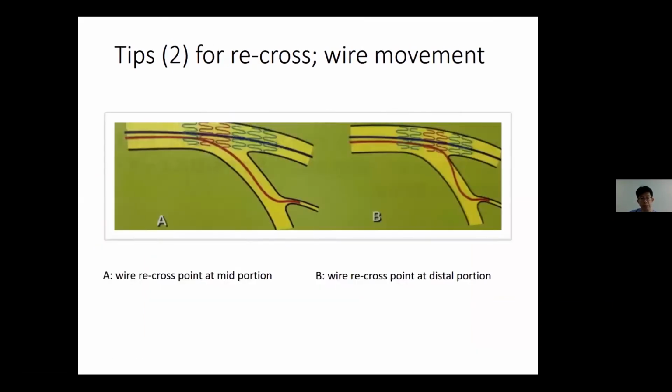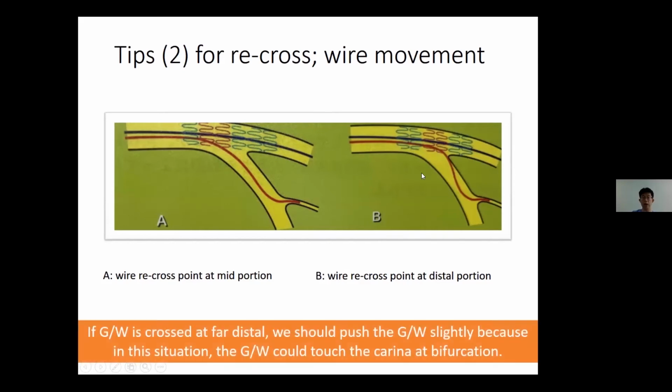And the second tips for recross guide wire. OCT, OFDI image or IVUS image is very helpful to check a recross point. But in a situation with no imaging guidance, wire movement is very helpful, because if the guide wire recrosses at the far distal point, the guide wire goes to some branch here, the wire pushes, and the wire attaches to the carina.